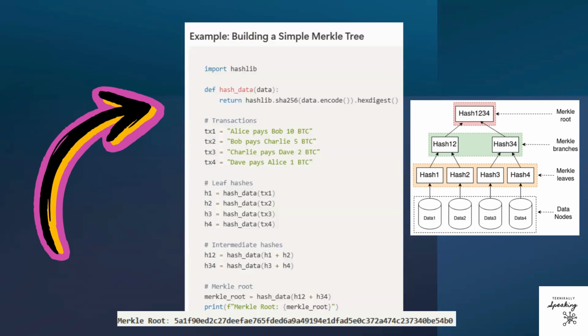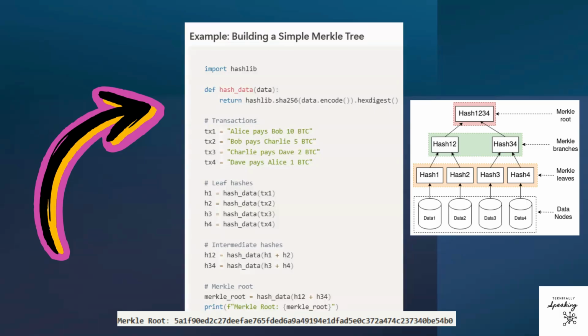Next line of code is just printing the Merkle root. The output is the final Merkle root, and you're going to see it in your terminal or console. Here's an example of what the output may look like if we run this code. We see Merkle root and the hash. The key concept here is a Merkle tree is a binary tree where each leaf node is the hash of a transaction. Each parent node is the hash of the child nodes. And the root node, the Merkle root, is the final hash representing the entire tree.